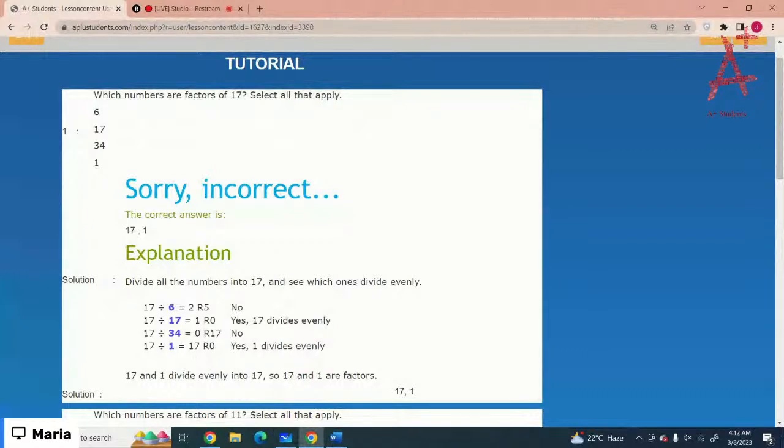The next one is 17 divided by 1. 17 divided by 1 is 17 and you have the remainder 0. Again, 1 divides evenly. That means the factors of 17 are 17 and 1. Got it? Okay, let's just start with the test questions.